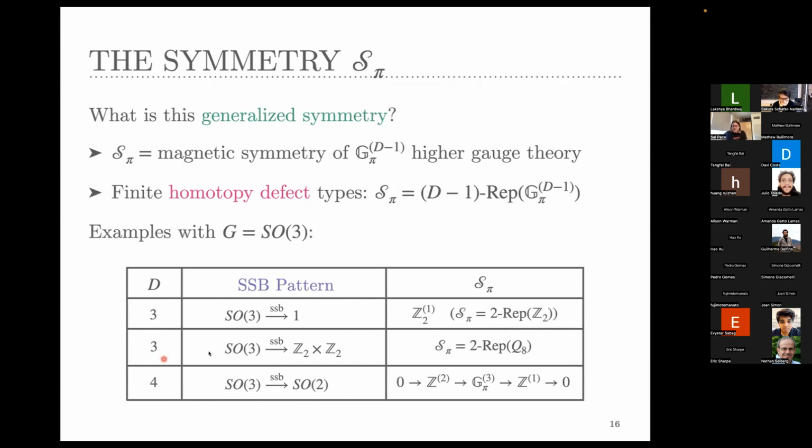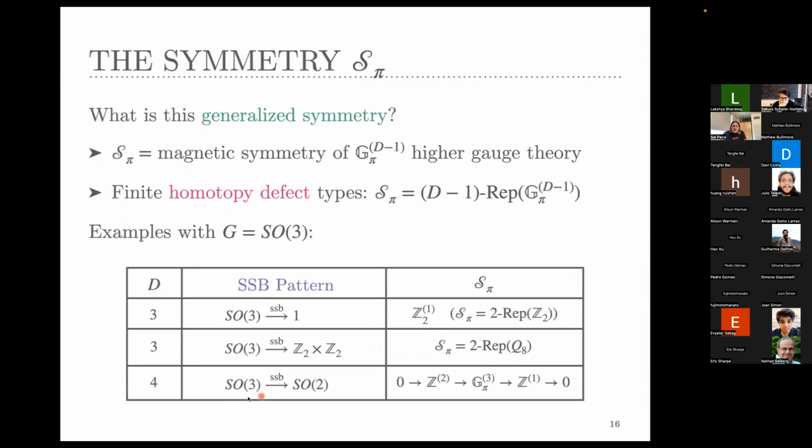Another example, which is more interesting, is where we break SO(3) down to Z2 times Z2. In this case, there's no invertible 1-form symmetry anymore. You actually have a non-invertible 1-form symmetry. And the fusion category is now 2Rep(Q8). Q8 is the quaternion group, actually.